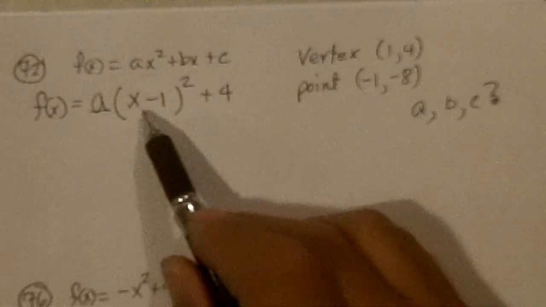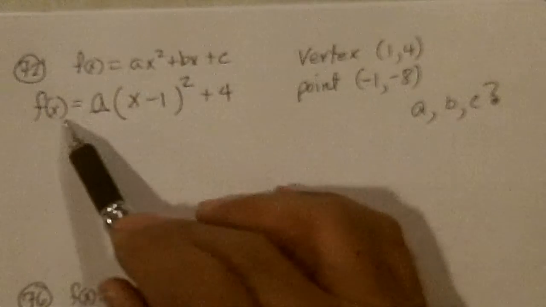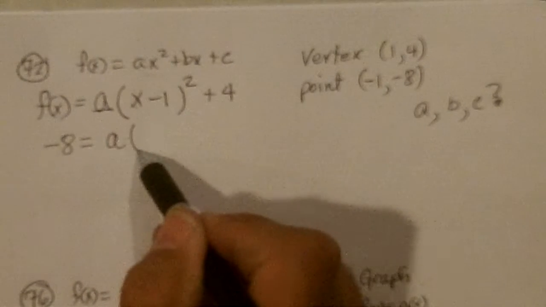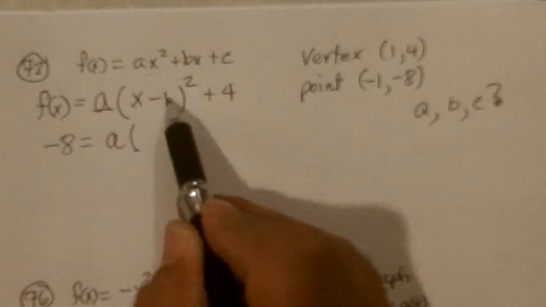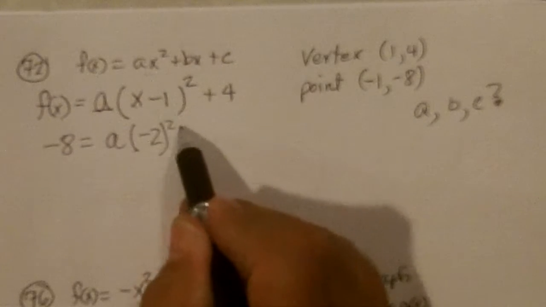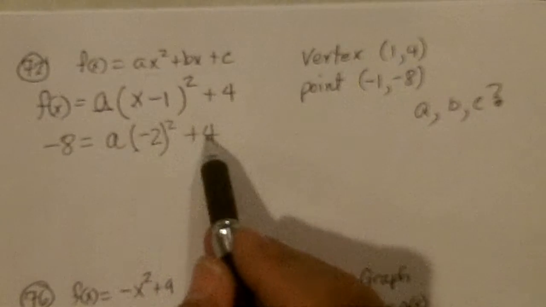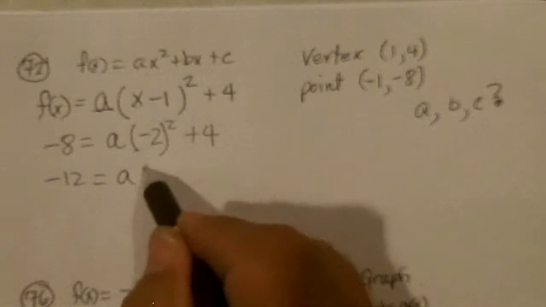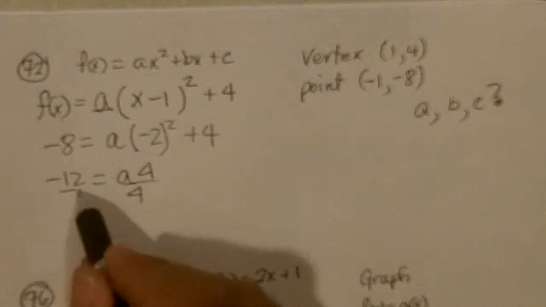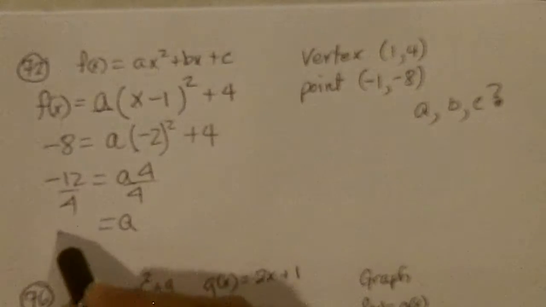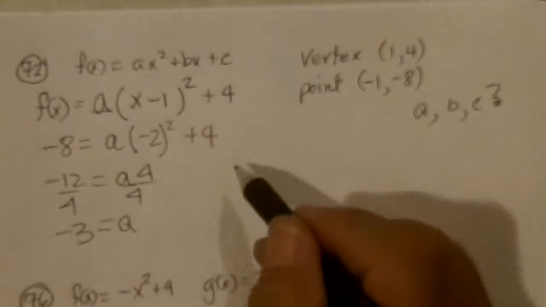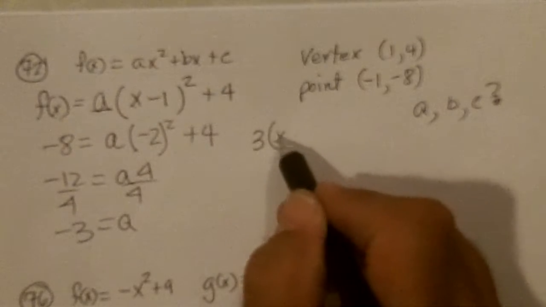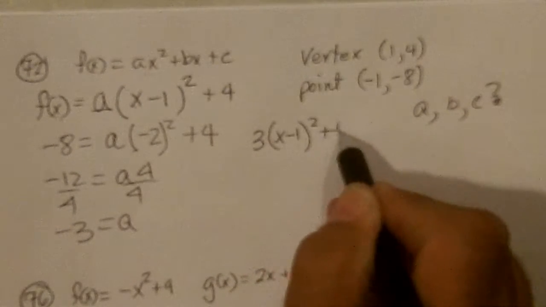So if we put in -1, we should get -8. So I'm going to write -8 equals a times -1 minus 1 is -2 squared plus 4. Subtract 4, and -2 squared is 4, so divide by 4, and a equals -3. So we know that the equation in this form is -3 times x minus 1 squared plus 4.